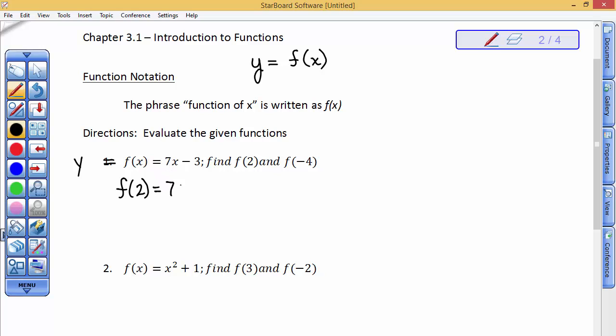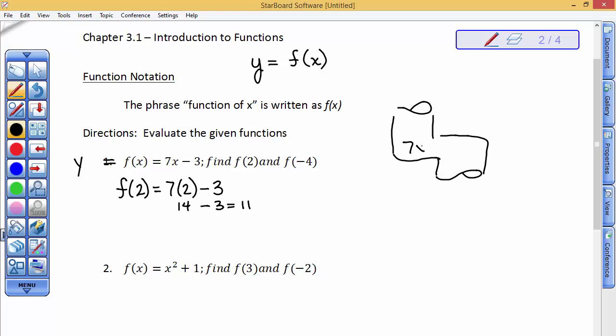So we'll take 7 times x, which is 2, and then we'll subtract 3. Order of operations says we should multiply. 7 times 2 is 14. We subtract 3 and we get an output of 11. So as that function machine goes, what we just did is we put into this 7x minus 3 a value of 2 and out came an answer of 11. We would say f of 2 is equal to 11.